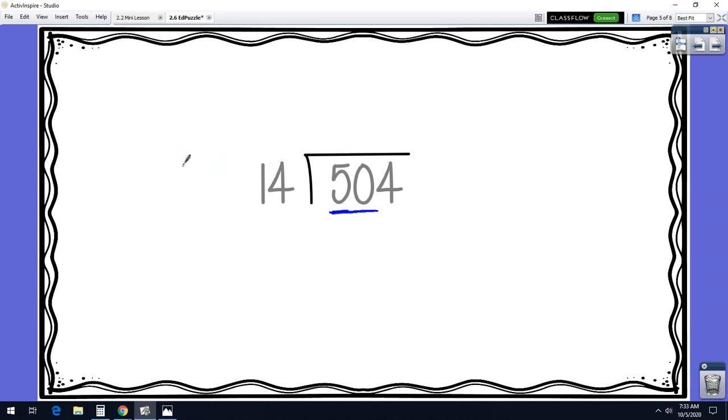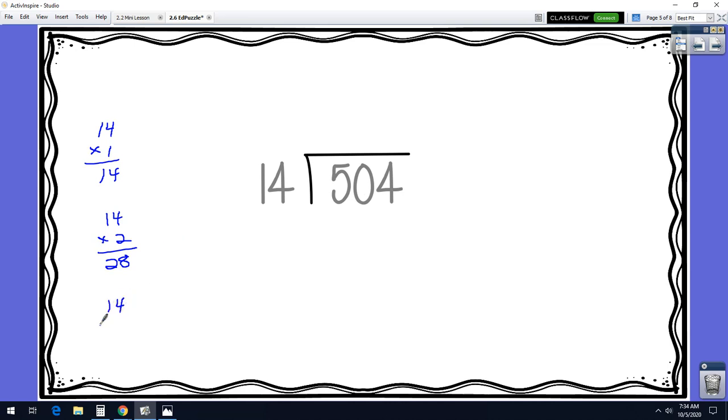Now, up until this point, we've got our facts memorized, but I don't have my 14s memorized, and you don't either. So what am I going to do? I'm going to use all this free space all around the edges of my paper, and I'm going to do some experimenting. I know what 14 times 1 is. That's easy. It's just 14. 14 times 2, you may be able to do in your head. That's going to be 28. Well, that's still a lot smaller than 50, so I'm going to try again.